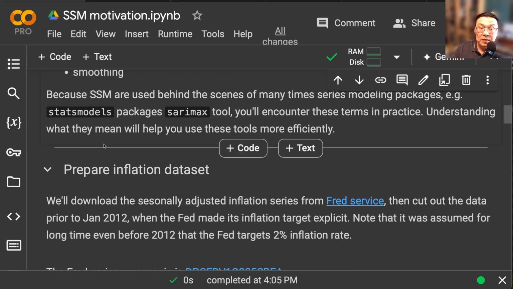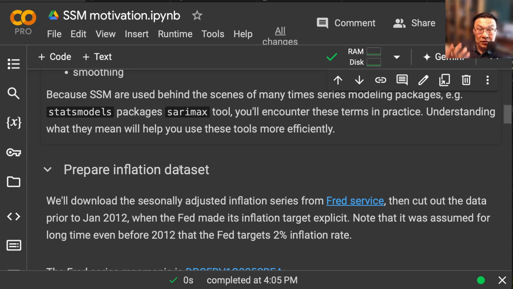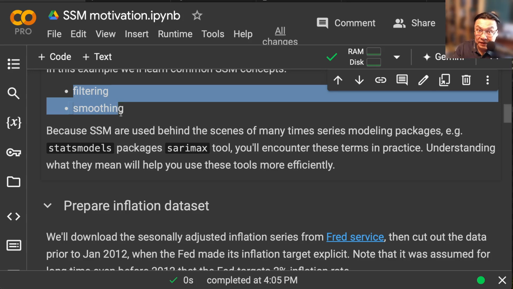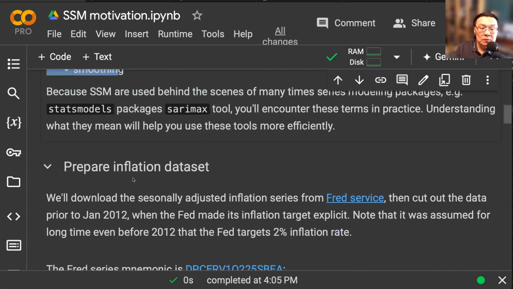And because state space models are used to implement estimation of all kinds of different models, such as SARIMAX, seasonal autoregressive integrated moving average processes with exogenous variables, right? The SARIMAX function in statsmodels of Python actually uses a state space model underneath. So it's actually just a wrapper around a state space model. Now, because these packages are using state space models underneath, it will be very helpful for us to understand what filtering and smoothing are, because these are very central concepts in state space modeling.